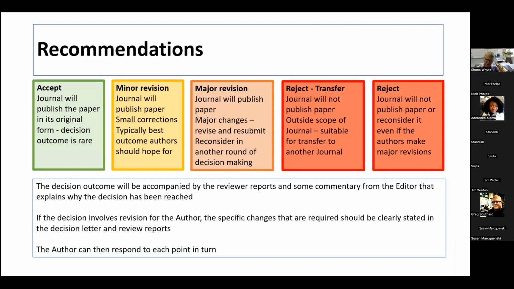So finally, the recommendations that would come out of these reviews are accept, where we would publish it in its original form. And really that's oftentimes rare, because generally there are minor comments that reviewers would have. Minor revision, so the journal will publish the paper, with minor corrections, and typically we say that this would be the best outcome that authors would hope for. So a minor revision is generally an accept, but with a few changes that are required to be made.